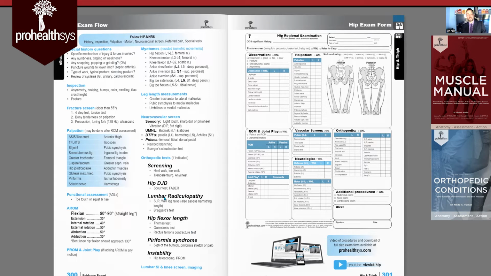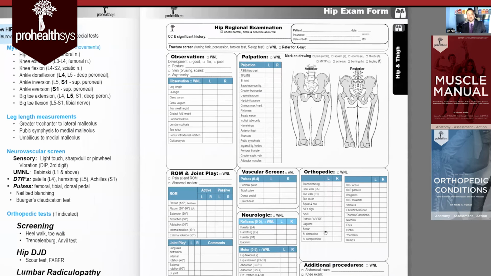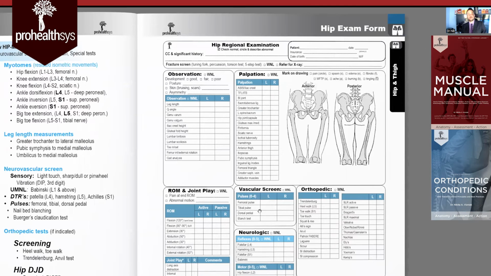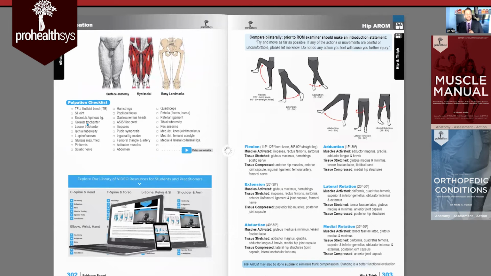So hip DJD versus lumbar radiculopathy versus hip flexor length versus piriformis syndrome versus instability. And all of that you can find together. And it would remind you even more so when you're into practice and in clinic and you have our fantastic chart forms that you can use as a cheat sheet or playbook to get you through some of this key content. So good information right there. Then we get into our palpation checklist. Again, that's just saying, hey, go to the website. We've got video on it.